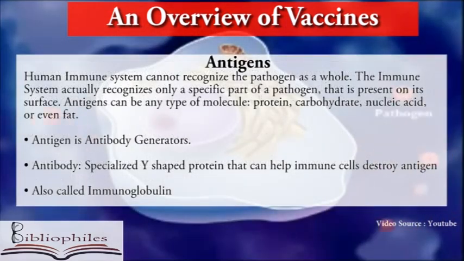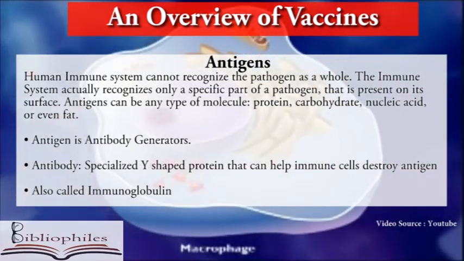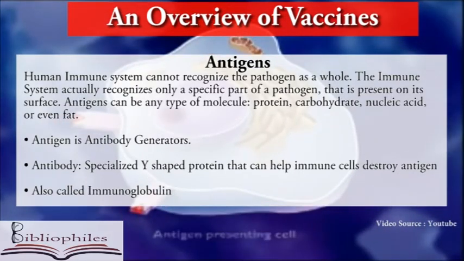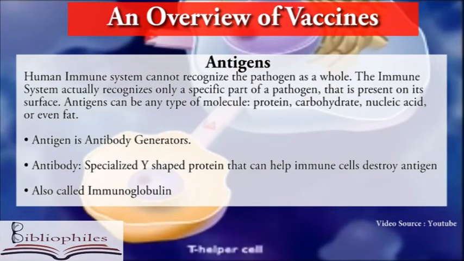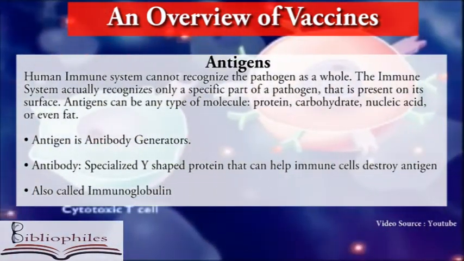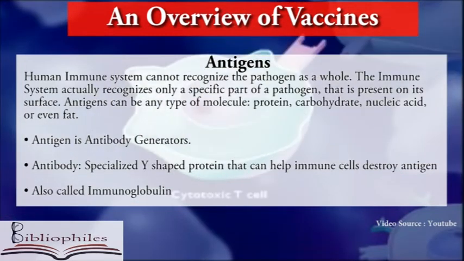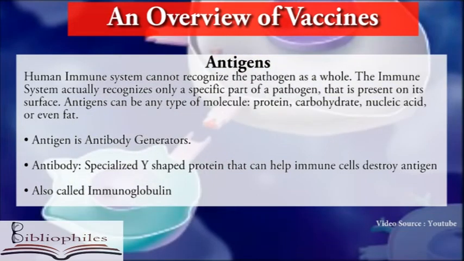Now, what is antigen? Generally, the human immune system cannot recognize the pathogen as a whole. The immune system actually recognizes only a specific part of a pathogen that is present on its surface. Antigens can be any type of molecule, that is protein, carbohydrate, nucleic acid, or even fat. Meaning of antigen is antibody generators.